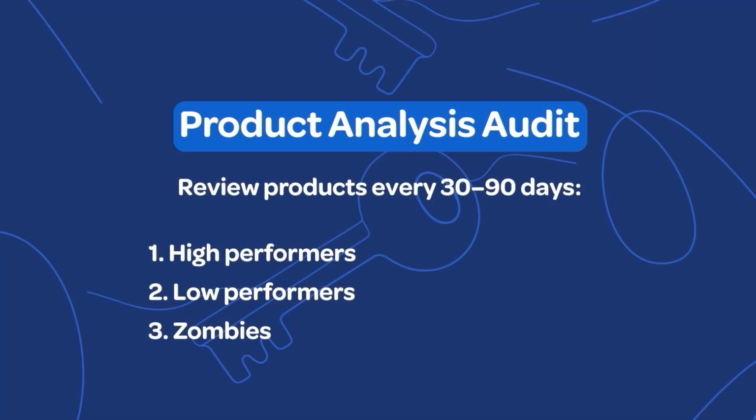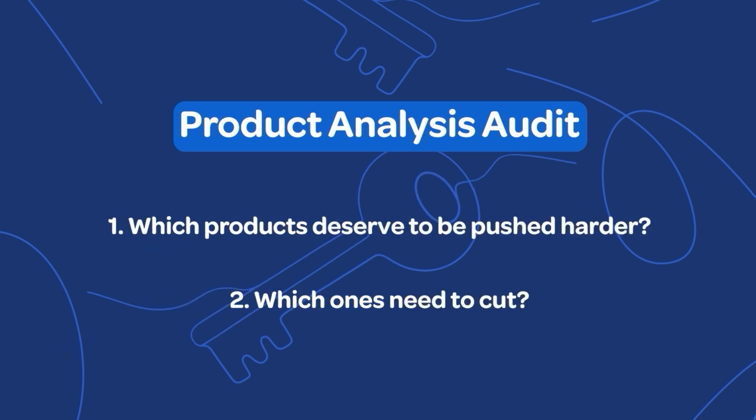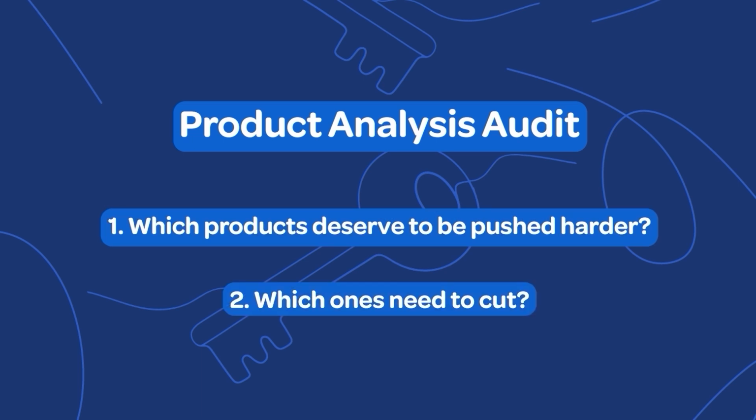Next up, product analysis audit. Every 30 to 90 days, go through all your products and identify where each one stands. You'll find that every product falls into one of 3 categories, what we call high performers, low performers, and zombies. We do this to identify 2 things: which products deserve to be pushed harder and which ones to cut before they eat any more budget with no returns.